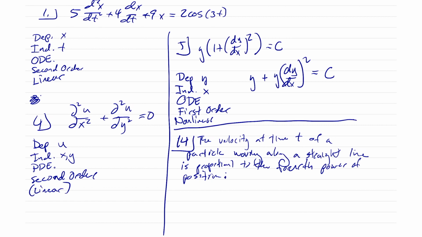Right, and so they want us to write that. So the velocity at time t of a particle, so let's just say x is a position. If it's position, then velocity is a derivative. So we say x prime is equal to, well, it says is proportional to the fourth power of the position. So k will be a proportionality constant, and x to the fourth power, and that would be that. Proportionality really just means you put in some k, and so that's what you get.